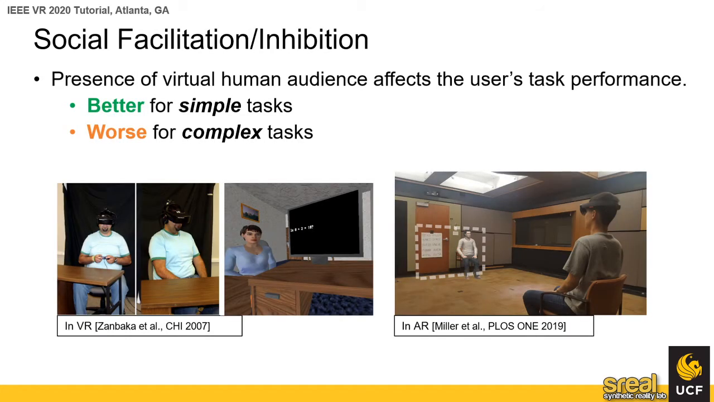Social facilitation and inhibition means that people perform simple tasks better when they're observed by others, while they perform difficult tasks worse. Interestingly, both in virtual reality and augmented reality environments, virtual humans can induce the same effects to the human users.